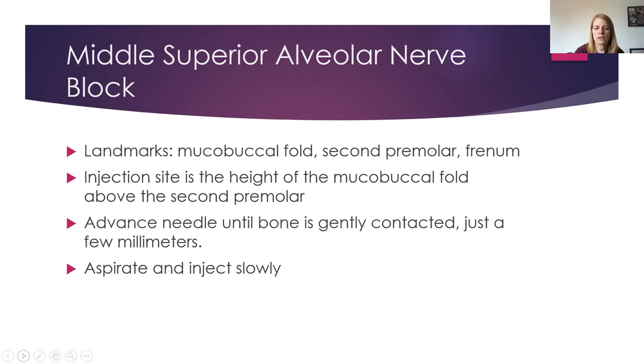You're going to aspirate, inject slowly. Your bubble is going to be towards the bone so that the solution is going towards the middle superior alveolar nerve. And then you are going to have the premolars and the mesial buccal root of the first molar. Teeth are going to be numb, and the facial and interproximal gingiva are going to be numb.